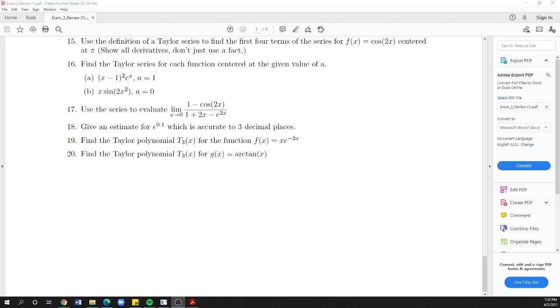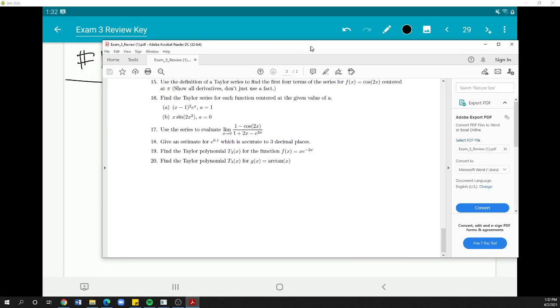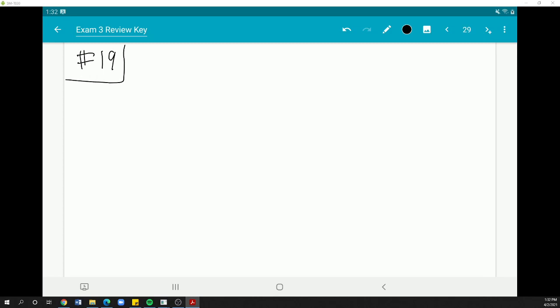Next, 19. Find the new Taylor polynomial for some function x e to the minus 2x. So this one's going to be a little painful, but it'll be okay. And if you can do these, you can do the easier ones. So I want t3 of x for x times e to the minus 2x.